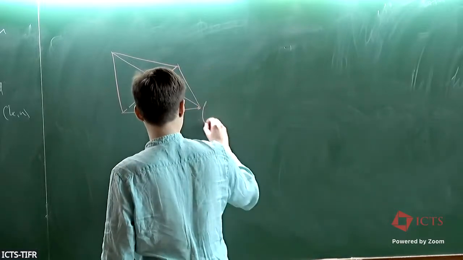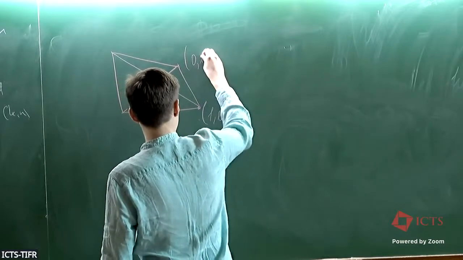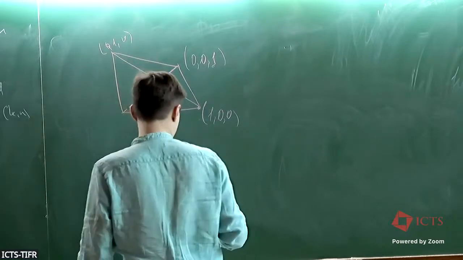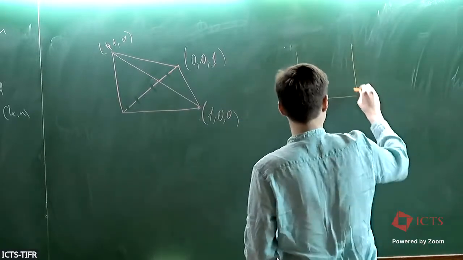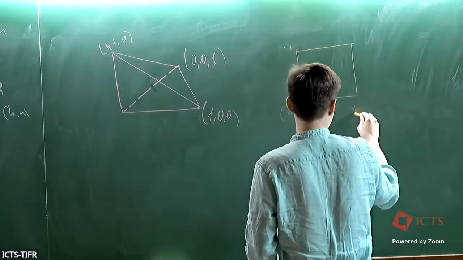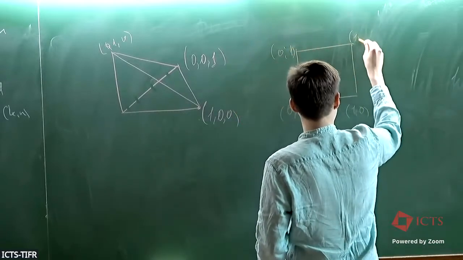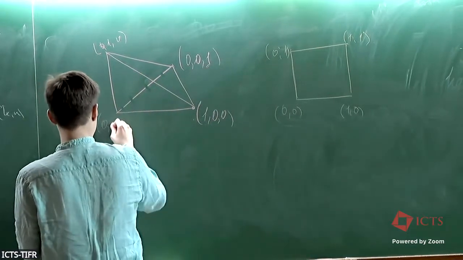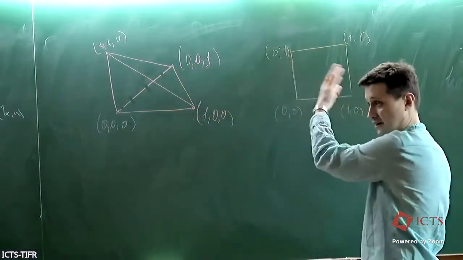You have to believe me that the coordinates of those points are (0,0,1), (0,1,0), and (1,0,0), right? And we want to project it onto a square: (0,0), (1,0), (0,1), and (1,1). And then, of course, there's one more point, (0,0,0). So this 3-dimensional guy has 4 vertices. This 2-dimensional guy has 4 vertices.